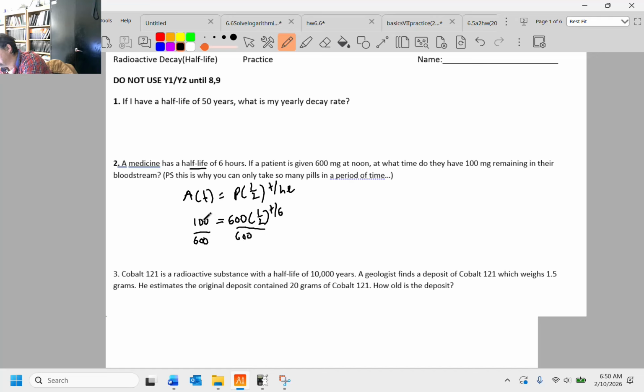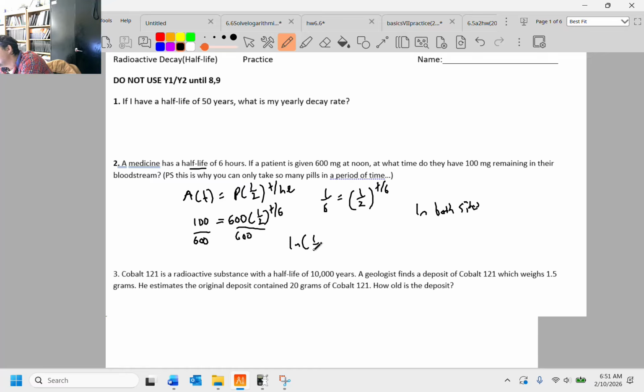It's a different technique. 100 over 600 would be a 1/6. Don't use the decimal because you'll round. And the 600s cancel out, so we have 1/2 to the T over 6. Now what I'm going to do here is LN both sides. You might like this, you might not. It saves you from having to know change of base. That's what it saves you. You can also log both sides.